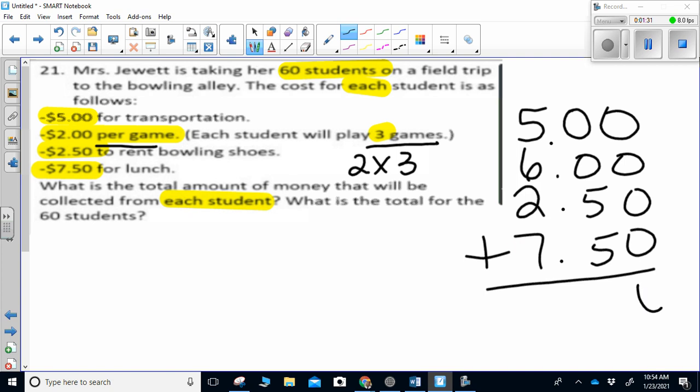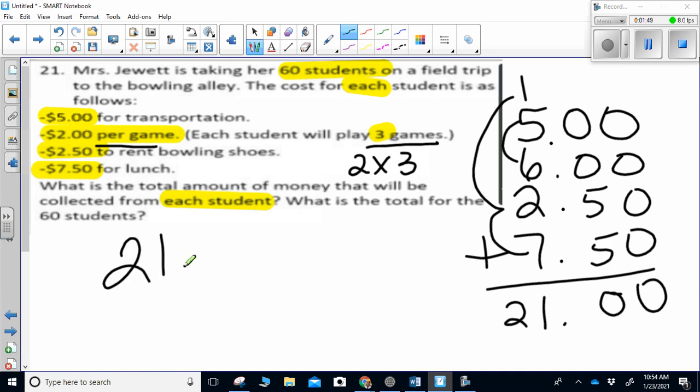So I'm going to add this up. 5 and 5 are 10. Carry my 1. And when I look at this, I look for things that I like to put together. So I see 7 and 2 is 9 plus 1 more is 10. This is 11. 10 plus 11 is $21. So it's $21 per kid.